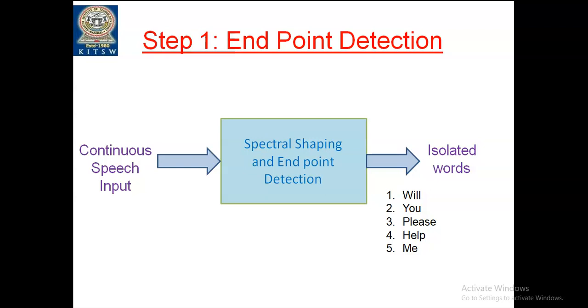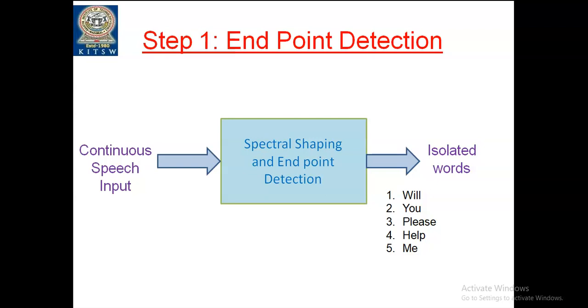Again, in this slide what we are doing is that the continuous speech input is taken into consideration. Now if you use endpoint detection, this algorithm will help us find the starting point of the utterance and the end point of the utterance. Okay, so that means it is a discrimination of silence, voiced and unvoiced signal. So that is the way we are going to use this endpoint detection.